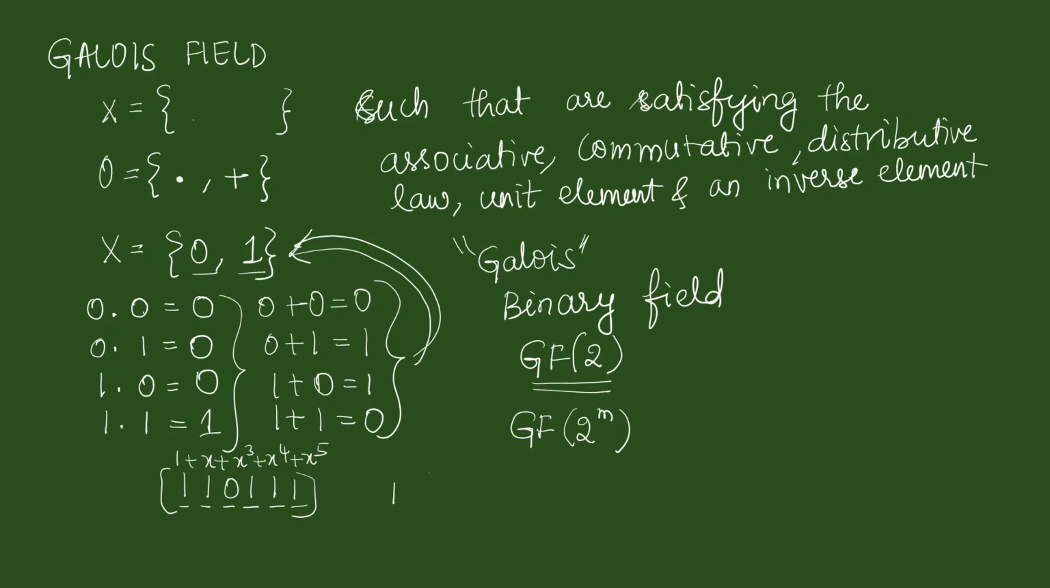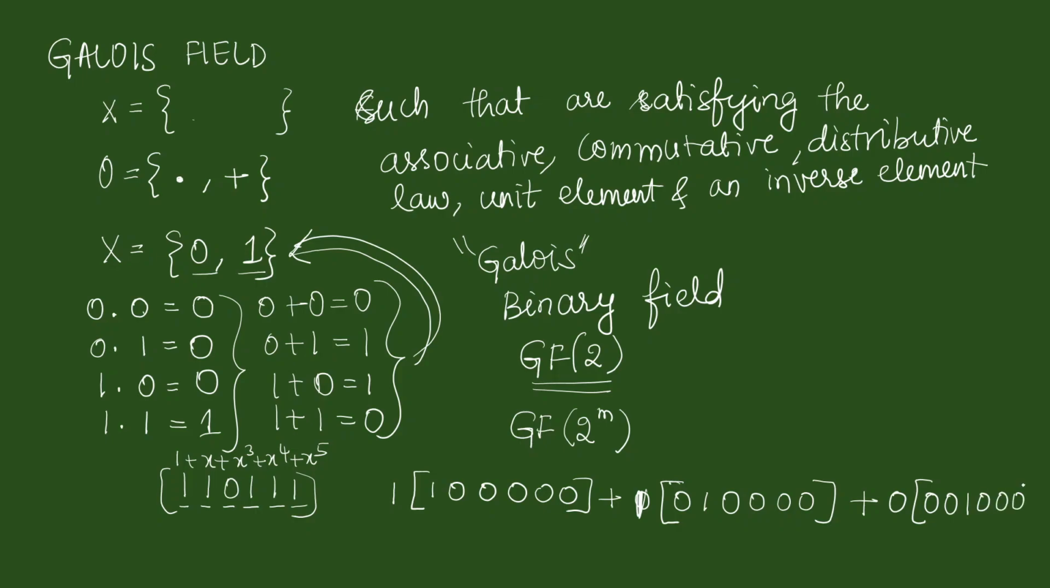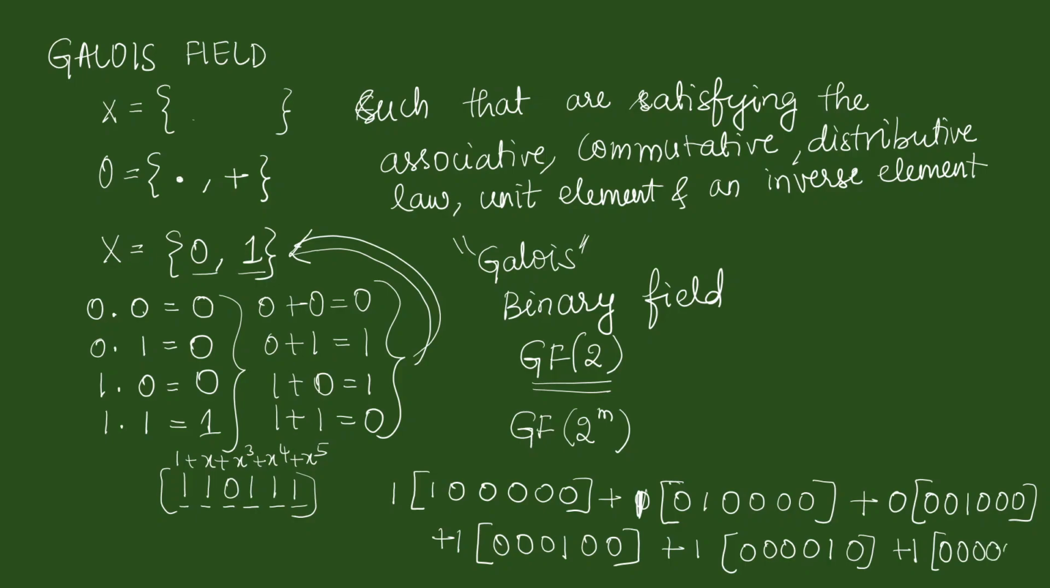That means 1 into 1 followed by zeros, that is a 6 dimensional vector, plus 0, the second bit is 1 multiplied by 0 1 0 0 0 0 plus, where plus means in that particular position you are going to have, so it is 0 into 0 0 1 0 0 0 plus 1 into 0 0 0 1 0 0, then 1 into 0 0 0 0 1 0, and the last one 1 into 0 0 0 0 0 1.